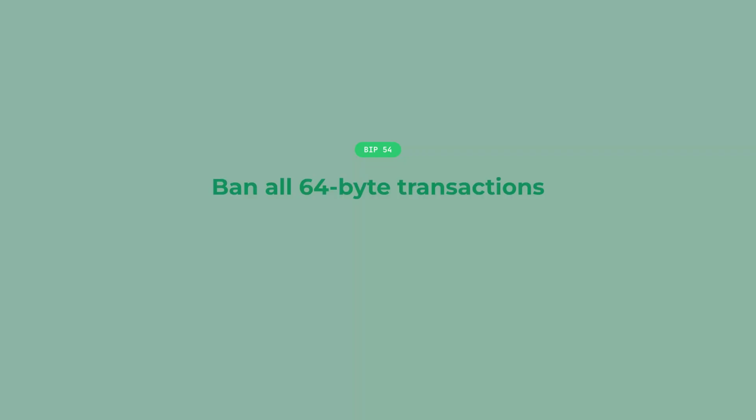The fix? Beautifully simple. BIP54 says, ban all 64-byte transactions. Nothing breaks. This is part of the consensus cleanup soft fork.